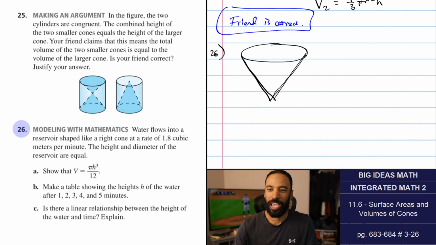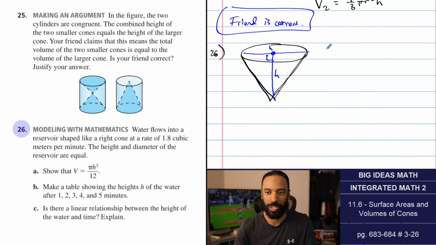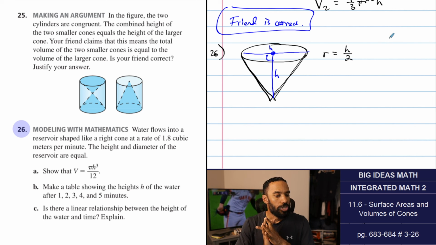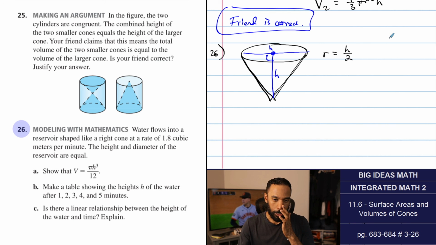So diameter is the same thing as the height. So the whole thing's height, like that, and so is that. They're both H's. Basically, we can represent them both as H's. So the radius, which I'll really need, is really the height over 2, which is what we'll be working with in a second. Show that the volume is pi h cubed over 12.